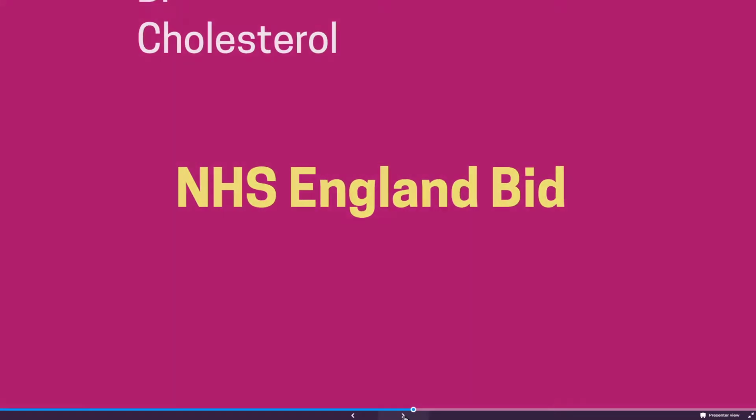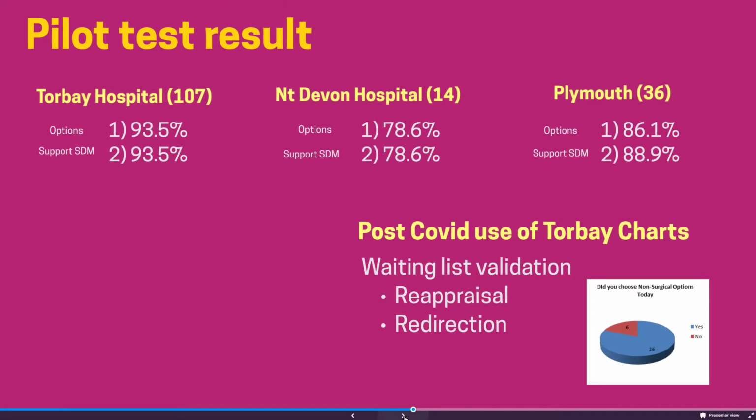with our patients. I will very briefly now cover the results of a pilot test done in 3 different places. They were all done in different time scales. We assessed the benefit of the use of Torbay chart with a questionnaire and had 3 simple questions. The most important questions, however, were if the patients were able to appreciate different options available and whether the Torbay chart supported the shared decision-making conversation.